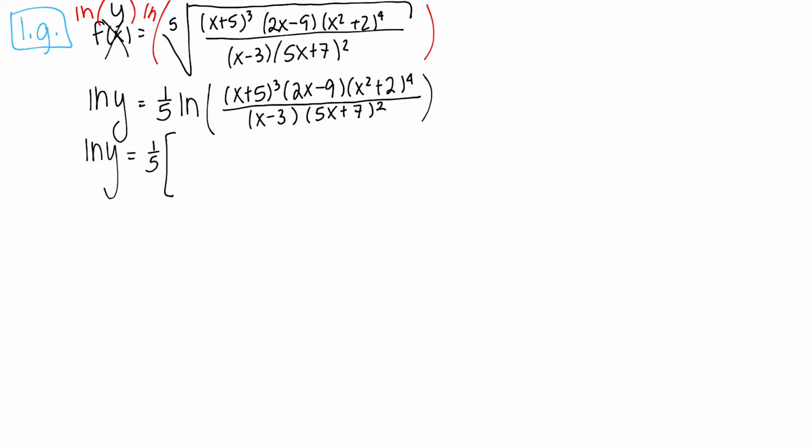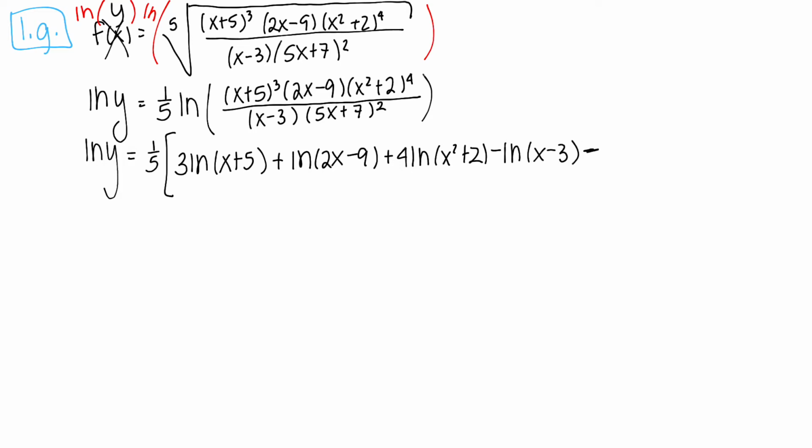All right. And then everything up here, if it's in the numerator, it's going to be a positive and all the exponents will come down. And if it's in the denominator, it'll get a negative in front of it. So first we have 3 ln of x plus 5 plus ln of 2x minus 9 plus 4 ln of x squared plus 2. For the denominator, we have minus ln of x minus 3, because it's in the denominator, so it's minus, then minus 2 ln of 5x plus 7.